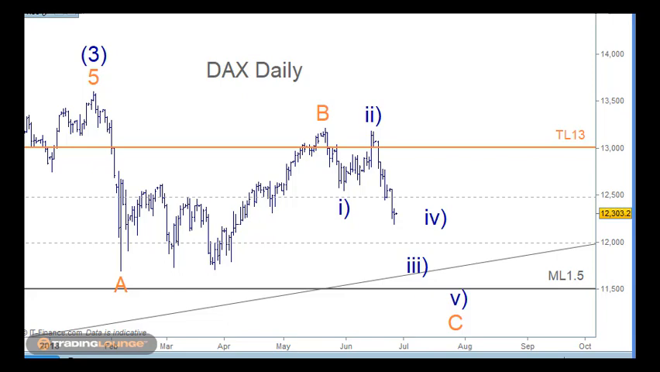Welcome to Trading Lounge and the European indices for Elliott wave and trading levels, and for the DAX here on the daily chart. You know that we've been looking at a couple of counts. Firstly, this particular count here where we have wave 3 here, and we're looking for an A wave, a B wave, and 5 waves down for wave C.